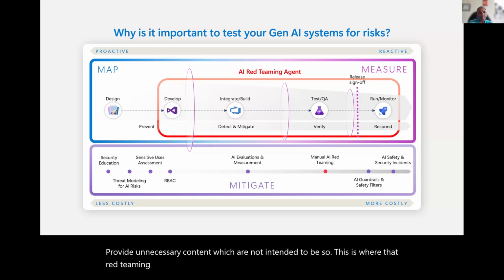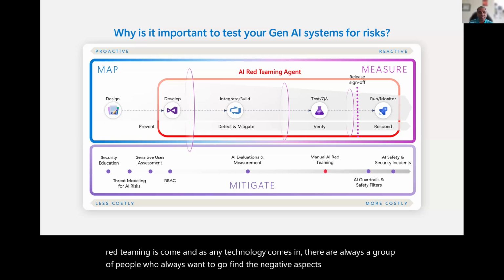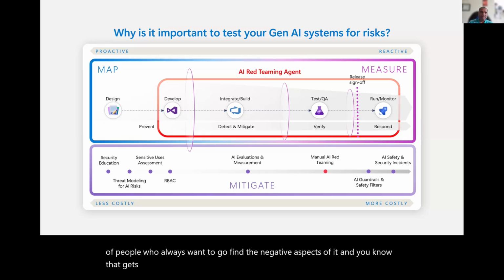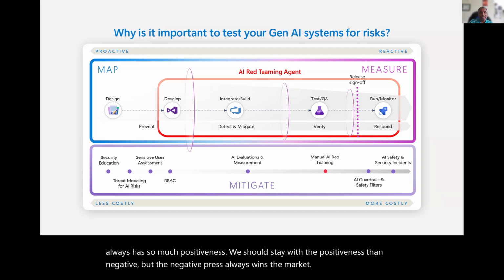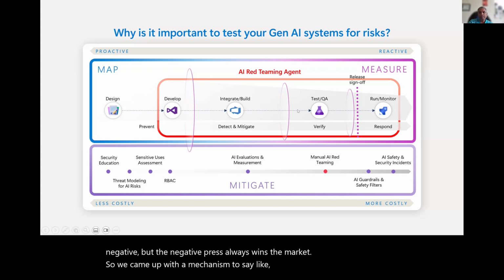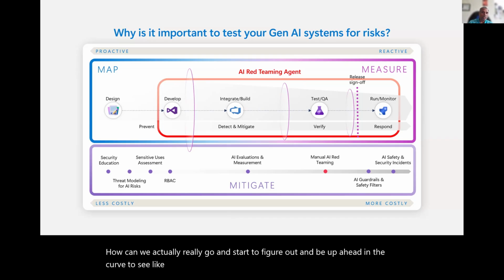As any technology comes in, there is always a group of people who want to find the negative aspects of it, and that gets very much highlighted. I'm not a big fan of it. Science has so much positiveness, and we should stay with the positive rather than the negative, but the negative press always wins the market. So we came up with a mechanism to figure out how we can be ahead of the curve, poke holes into these models, and see how they are responding.